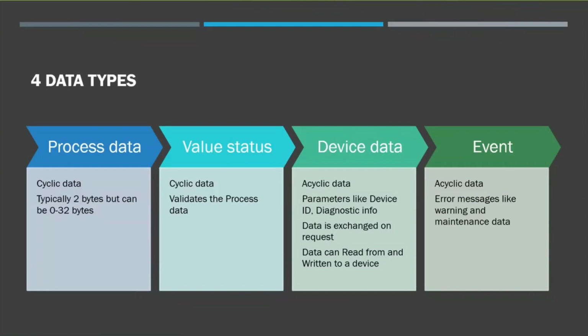Then you have value status. This is again cyclical data, and it is also part of process data. So this is just going to be in the same array of the process data, and it just validates the actual process data coming in.